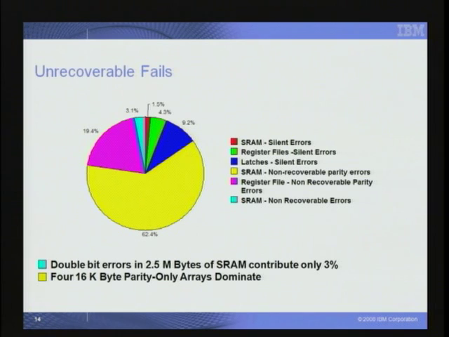And so what you can see is that double bit errors on the ECC protected arrays account for only about 3% of the expected failures to PowerXCell. Whereas these 4 arrays inside the memory controller, relatively small arrays, turn out to dominate our failure rate. So that's an area where next time around we're probably going to have to look at what we can do about those arrays to improve our error tolerance.